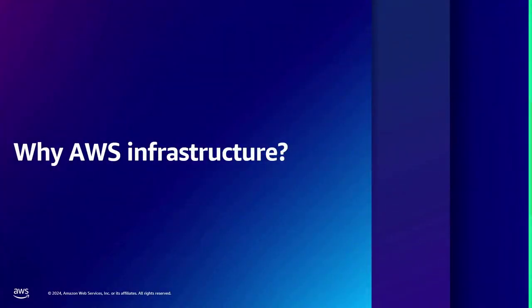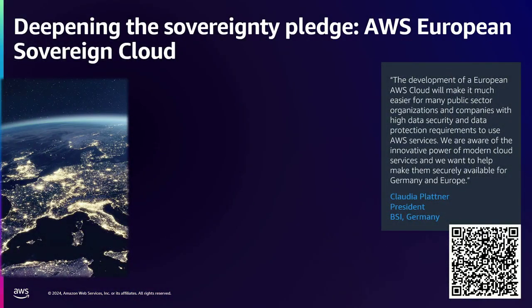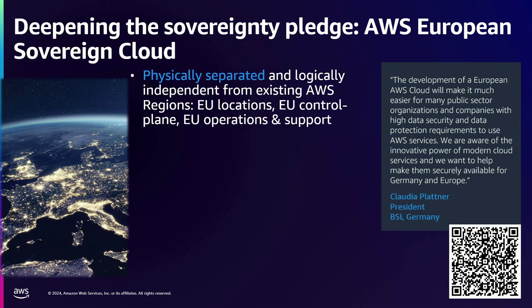Now, what I'd like to touch on is our infrastructure and how we're using it to help address these sovereignty requirements. You may have seen or heard that in 2023 we announced our plans to launch the European Sovereign Cloud. This is fully physically separated and logically independent from all the existing infrastructure we currently have today. It will be located within the European Union and managed and operated by EU residents.